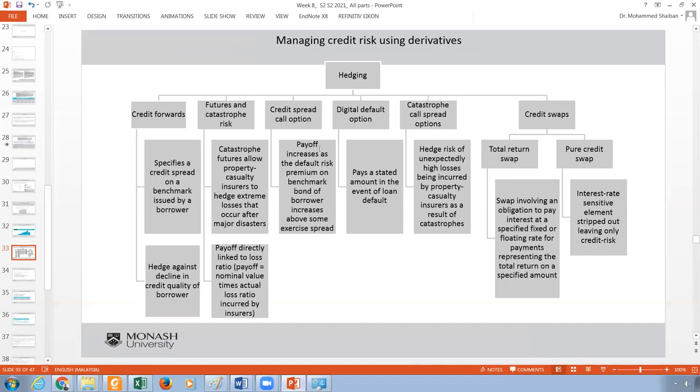It will be, there is no calculation about it. Maybe it's only this slide. So the credit forward swaps, the credit forwards, it's a contract between two, right? This protects me against what? This specifies a credit spread on a benchmark issued by a borrower.